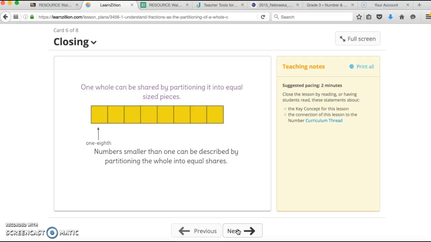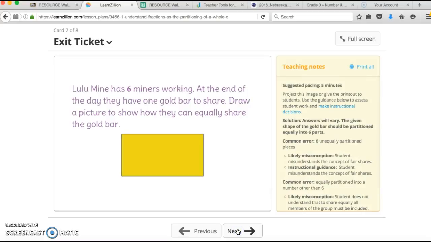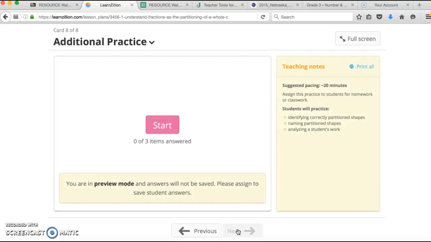I find that sometimes when you're doing a lesson, the closing is something that gets cut short. It's something that I've always tried to work on, but it still unfortunately is something that sometimes gets taken away from the lesson. Right, there's even an exit ticket and an additional practice.